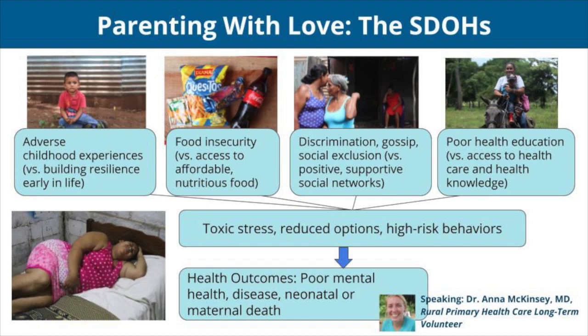So some of these examples that the curriculum addresses are adverse childhood experiences, and the opposite side of that spectrum is building resilience early in life; food insecurity versus access to affordable, nutritious food; discrimination, gossip, and social exclusion versus positive, supportive social networks; and poor health education versus the alternative that we're striving for, access to healthcare and health knowledge. We can imagine that when we're working alongside our most vulnerable communities in the United States and also in Nicaragua, living with many of these conditions on the negative end of that spectrum can lead to toxic stress, reduced options, and high-risk health behaviors, which all directly affect health outcomes.